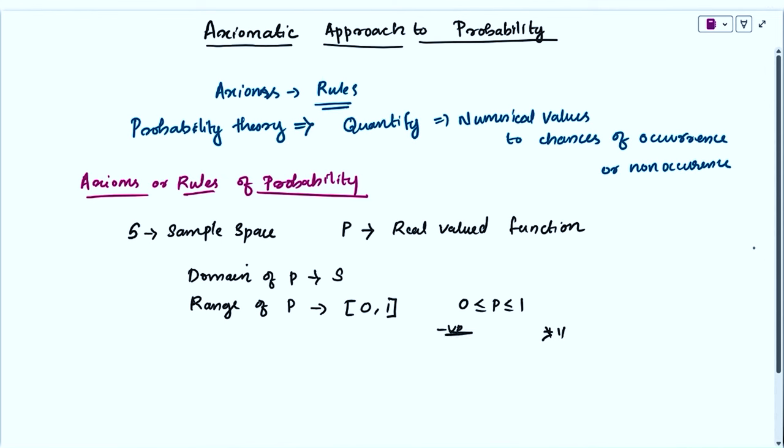It is always between 0 and 1. So the range of the probability is the closed set [0, 1], which means greater than or equal to 0 and less than or equal to 1. And the domain of P is simply the sample space.